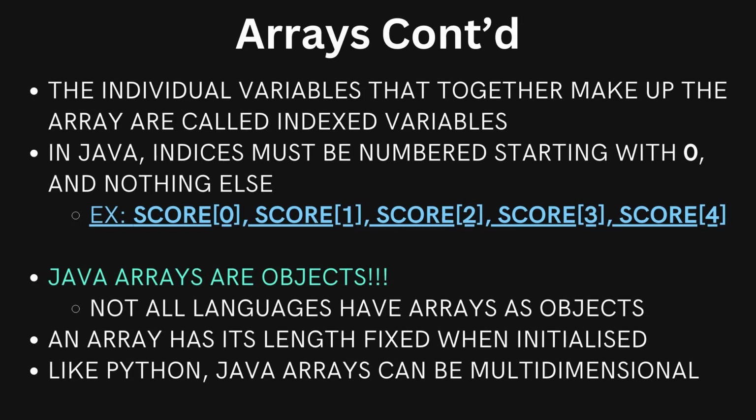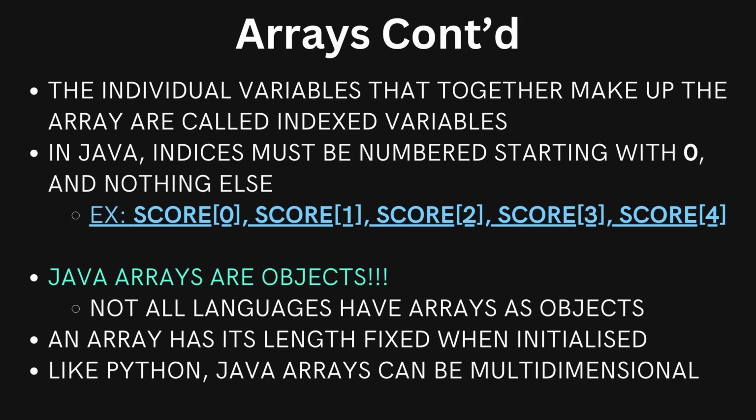So yeah, the individual variables that together make up the array are called indexed variables. And in Java, indices must be numbered starting with 0 and nothing else. So for example, for that double array that we called score before, we have score at 0, score at 1, score at 2, score at 3, score at 4. Those are the 5 valid positions within the array.